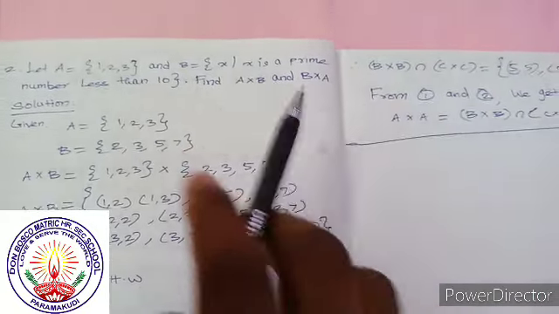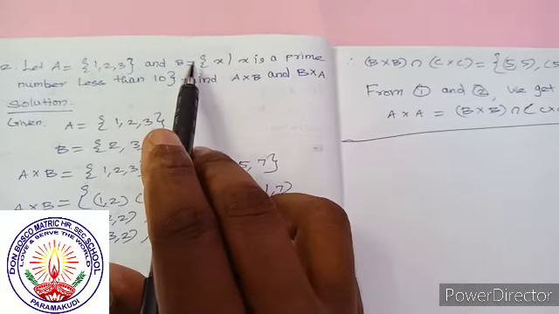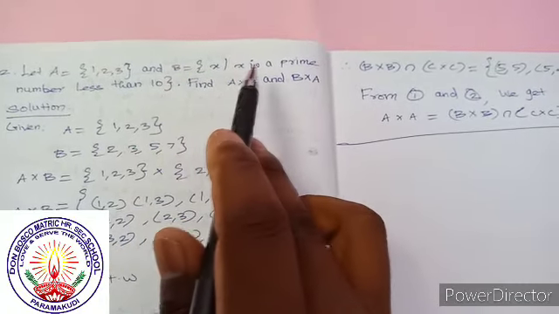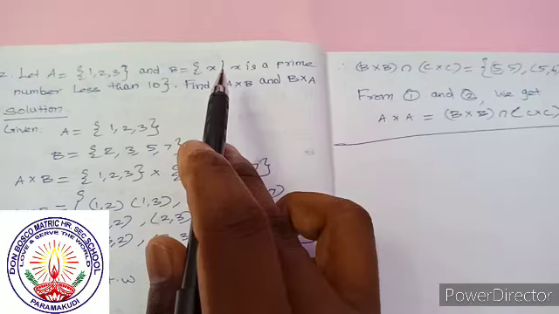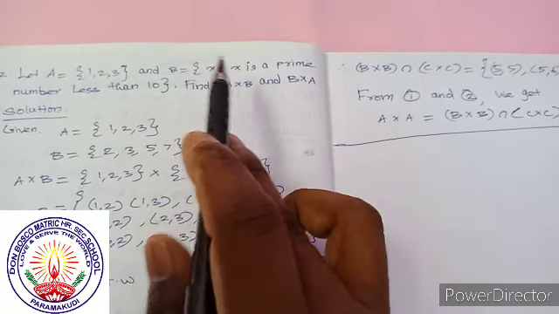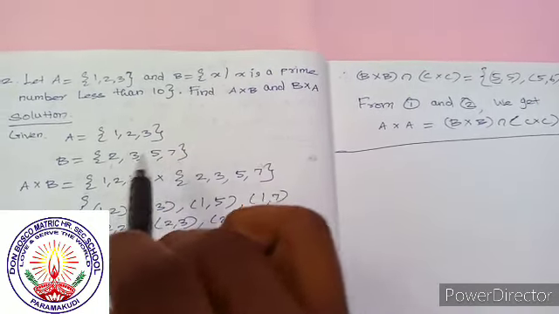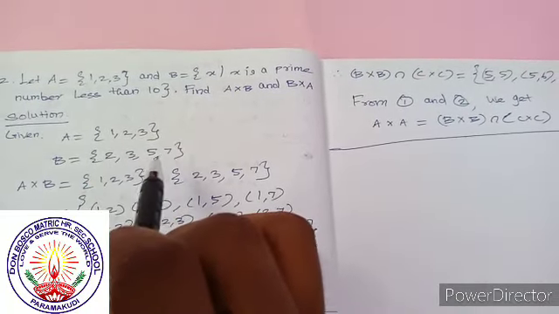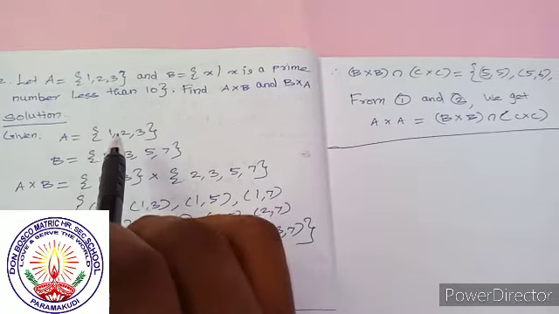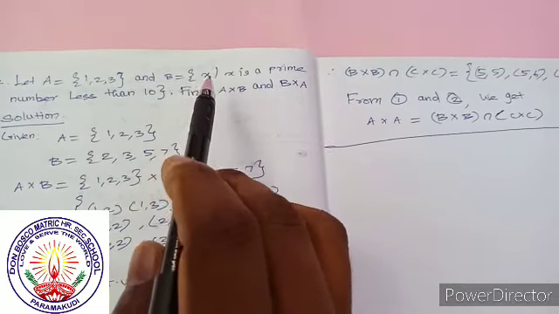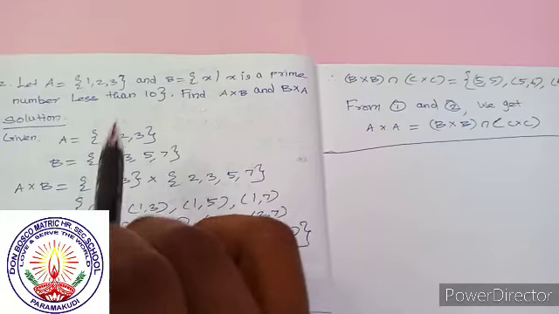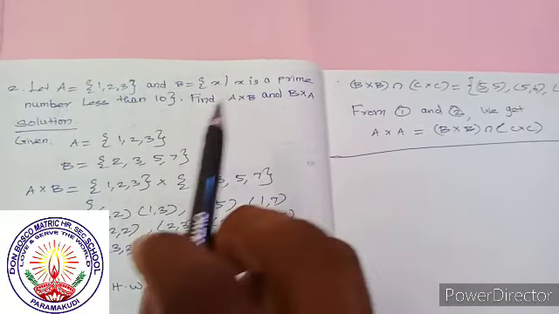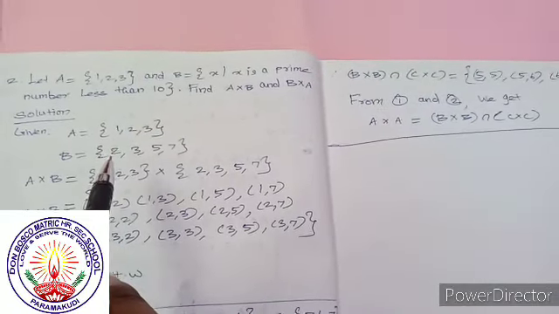So first you have to write the set in roster form. Here it is set builder form, so we cannot use it to find the Cartesian product. So we have to change this set into roster form by writing all the elements. So now what are the prime numbers less than 10? 2, 3, 5, 7. A is given in roster form, but B is in set builder form. You have to change it into roster form, then only you can find the Cartesian product. Now our question is to find A cross B and B cross A. So we have written A and B also in the roster form.